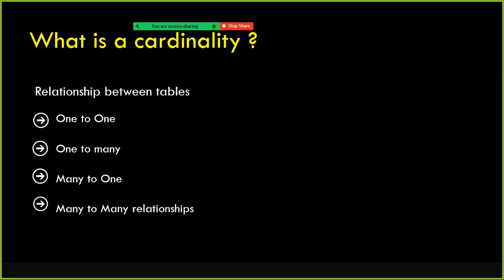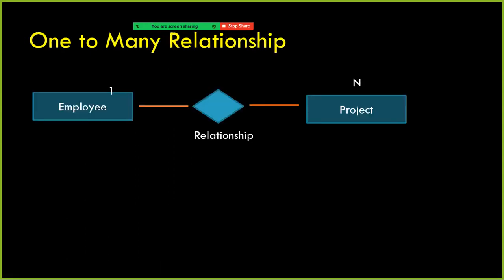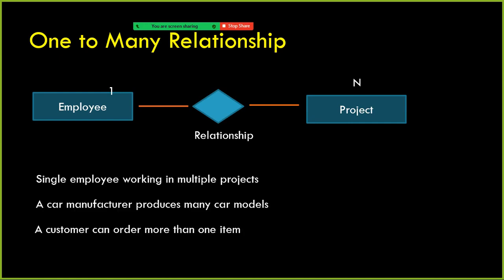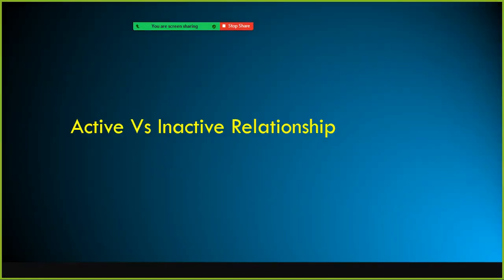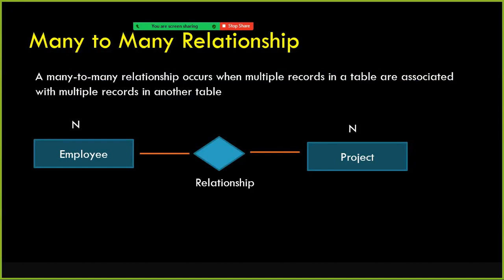right. So many employees, right? Many employees can work on a single project, and many to many is something like customers and product. A customer can order multiple products. A product can be purchased by multiple customers. Single product can be purchased by multiple customers. A single customer can purchase multiple products. A single employee can work on multiple projects. A project can have multiple employees in it. These are the examples for many to many relationship.